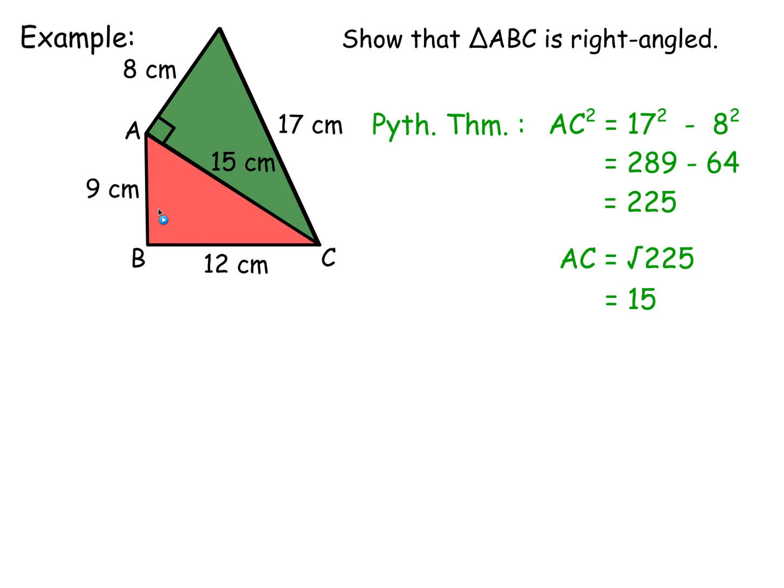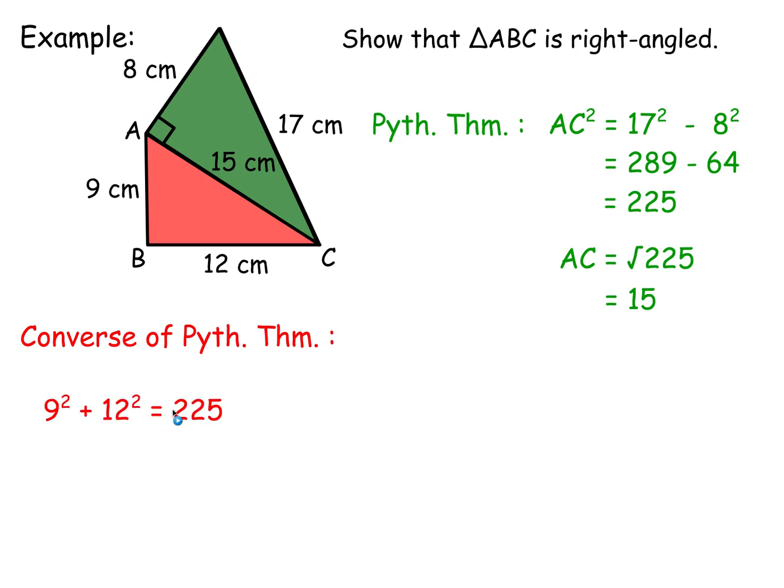We now know the three sides of the red triangle. We can show it's right-angled if we can show 9 squared plus 12 squared makes up the 15 squared. So this is the converse of Pythagoras' theorem we're now using. There's 9 squared plus 12 squared. There's 15 squared. They are the same.